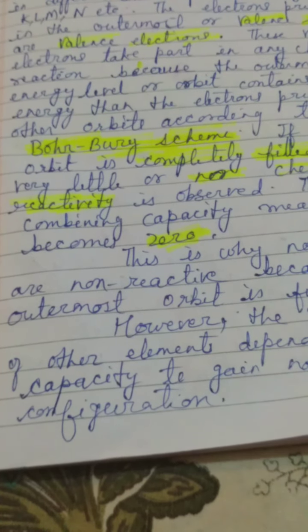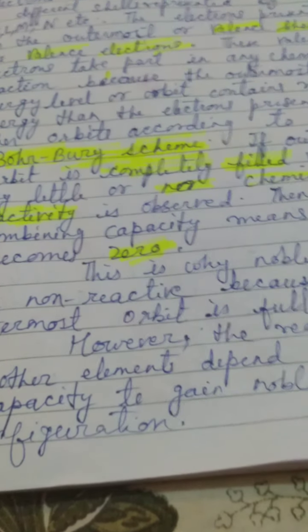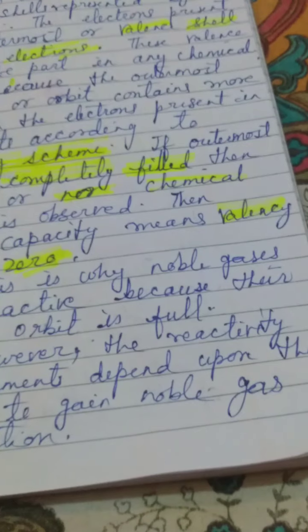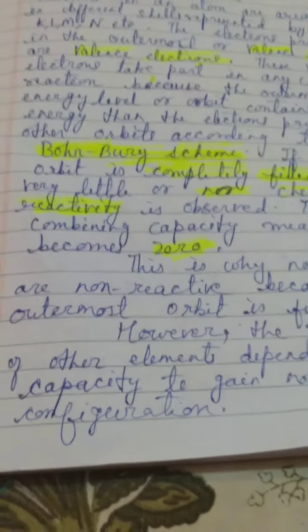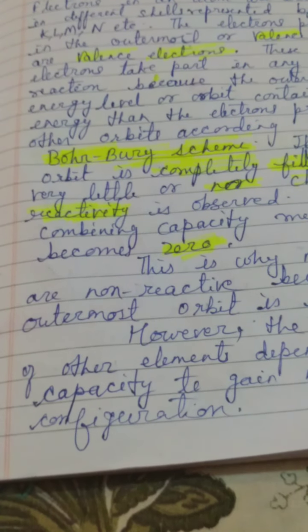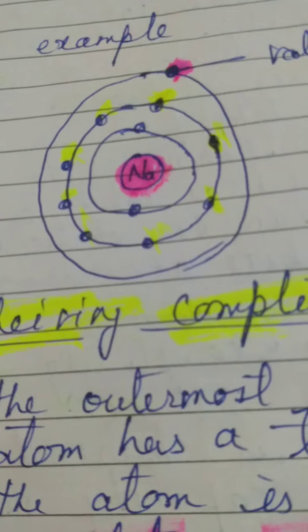They are called zero valent because their reactivity is 0, and all the other elements, be it metal, non-metal, or metalloid, try to gain the configuration of noble gas to become stable, and this stability is achieved either by gain, loss, or share of electron. Then you must be identifying this atom.